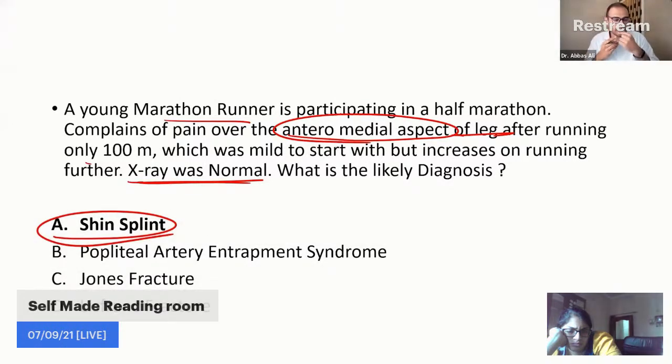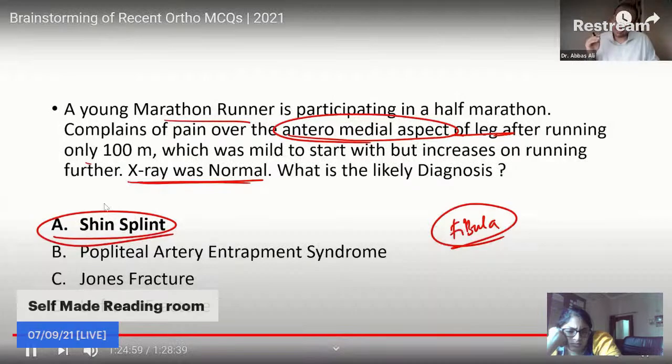What is a runner's fracture? Please write runner's fracture in the comments. Yes, runner's fracture. What is it? A fracture of the fibula. Yes, it is a fracture of the fibula. Excellent. Don't confuse that. Marathon runners can have runner's fracture, and can also have shin splint.